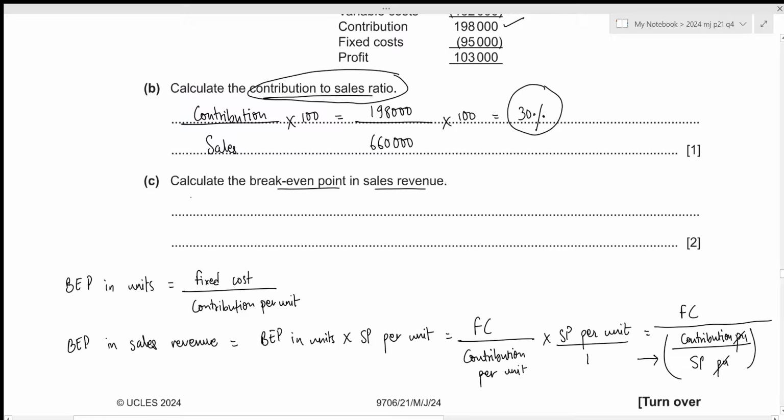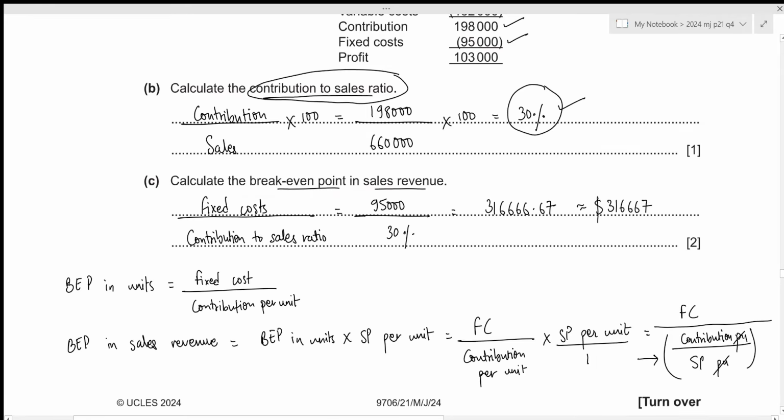So the break-even point in sales revenue is just going to be our fixed costs divided by the contribution to sales ratio. Alright, let's substitute the values. That will be 95,000 for our fixed costs, and we just calculated our contribution to sales ratio to be 30%. And this will give the value of 316,666.67. We can just round it up as 316,667. That is all for the third part. Let's move towards the next one.